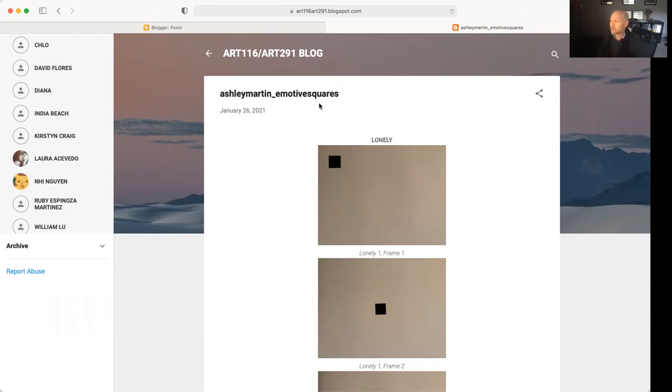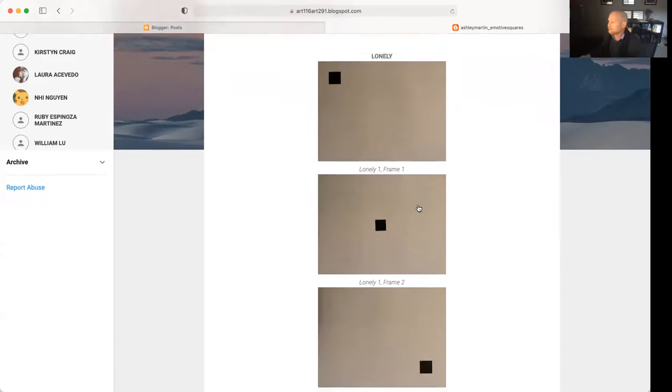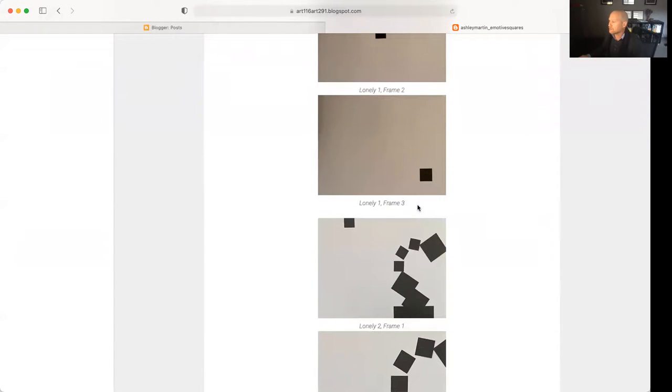And so you've done a great job here. You get your full name, underscore emotive squares, all lowercase. I know that sounds like nothing, but it is something. It makes the work of the reviewer that much easier, because there's a reason to have it uniform like that, so you can easily pick out what project it is, and who it is that you're exploring. So we're looking here at lonely and the first few here.